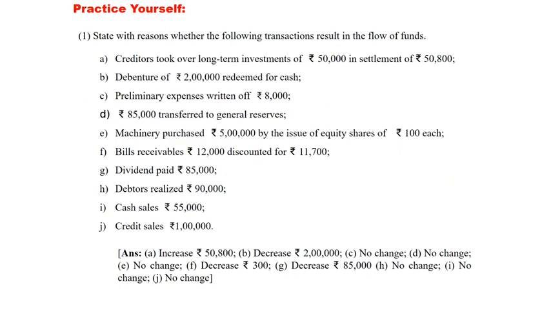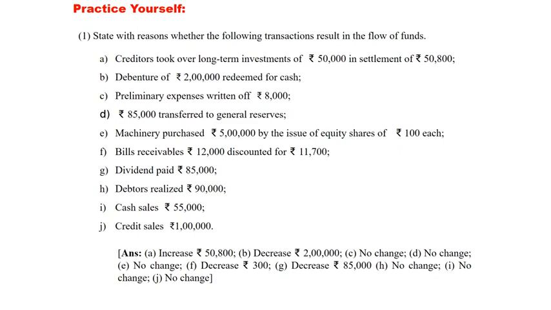Practice yourself, try this. I have given the answer. Pause this video and write down and analyze. You need not write all the things as given in the table. For your understanding sake, I have given it. You can simply write, for example, creditors took over long-term investments of rupees 50,000 in settlement of 50,800.